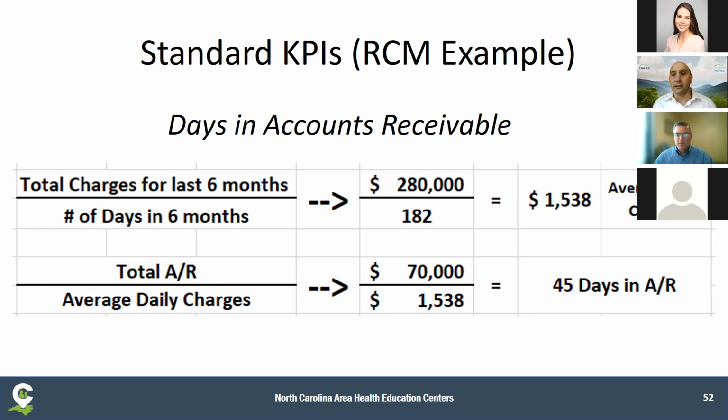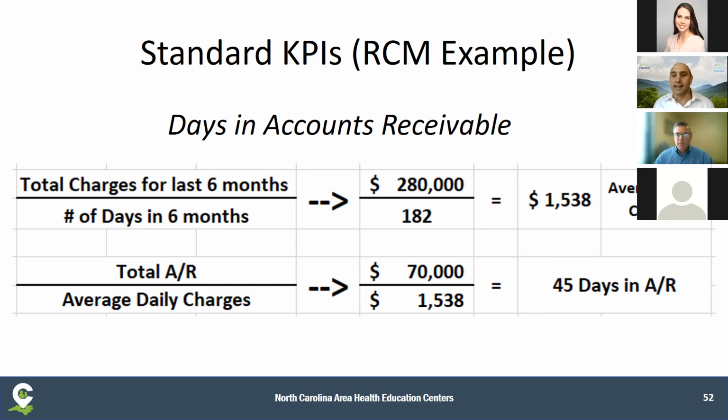You're going to calculate your daily charges on any given day. And typically the standard is to look over the last 6 months. So in this example, a practice had $280,000 in charges over the last 6 months. And there were 182 days, right, in those 6 months. So that's every day. They're averaging about $1,500 a day in charges. That includes the weekends. And this same practice has 70 grand tied up in AR. So you see how many daily charges fit into that 70 grand, and you have 45 days in AR.